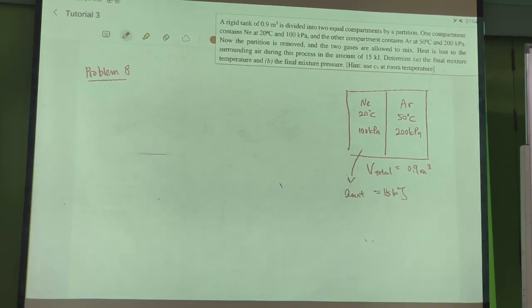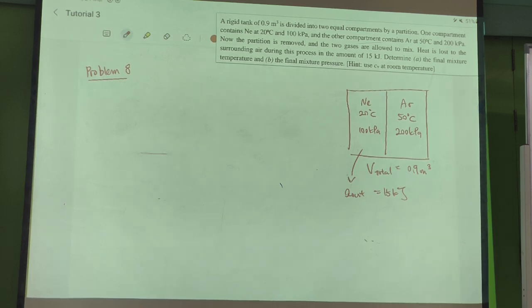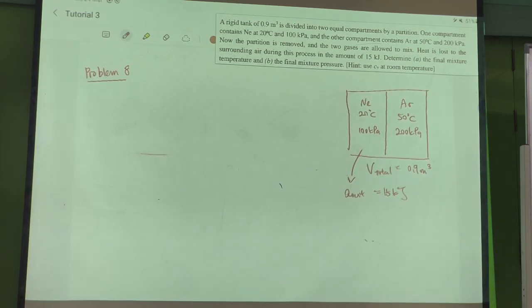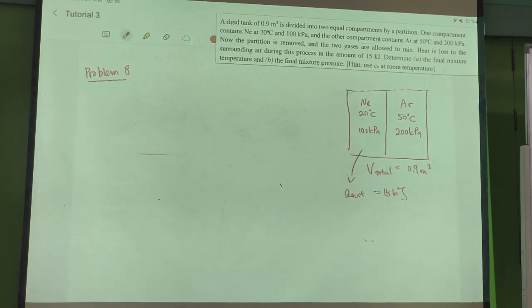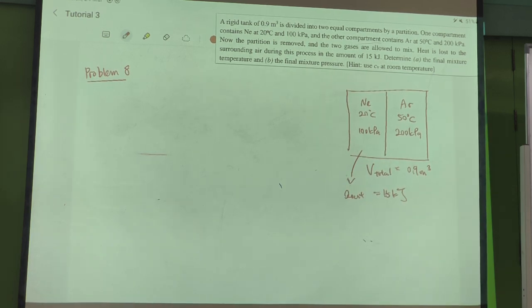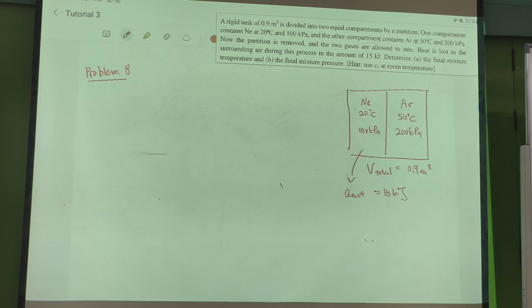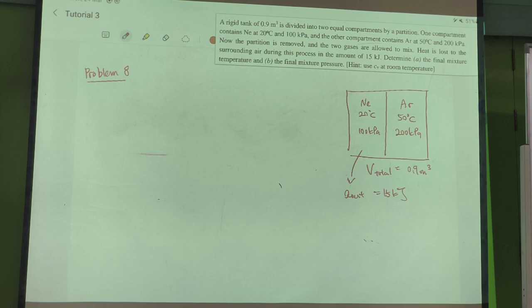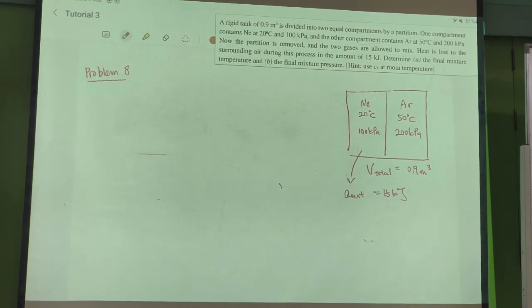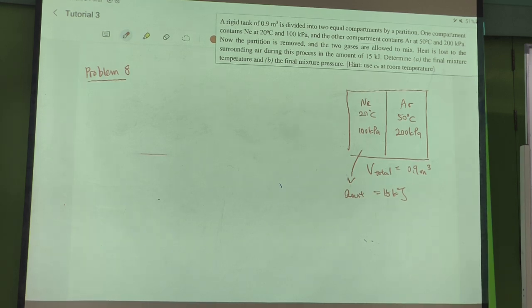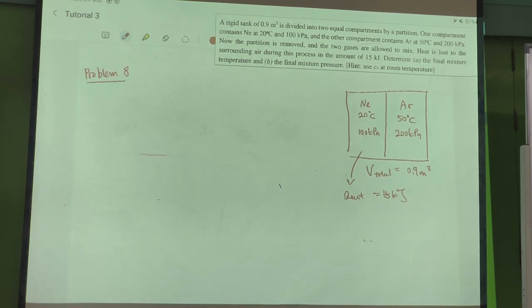So compared to the previous one, now you have one less piece of information. What can you do here? I'll give you another hint. What system is this? Yeah, this is a closed system. That's my hint. You still remember how to approach a closed system?